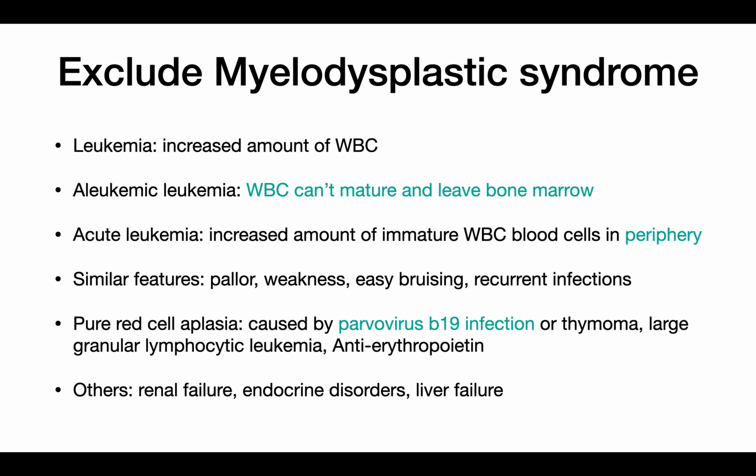Pure red cell aplasia, however, is going to be caused by parvovirus B19 or a thymoma, or large granular lymphocytic leukemia, and it's going to be characterized by anti-erythropoietin.